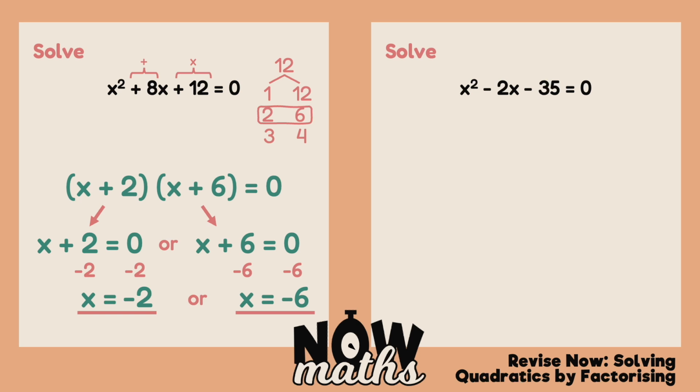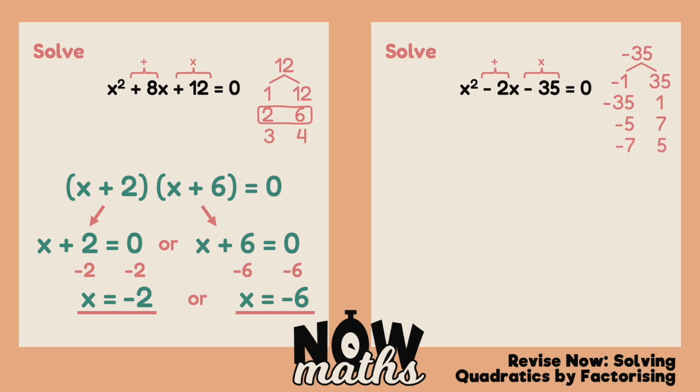Now looking at the second question, to factorise this time we need to find two numbers that multiply to make negative 35 and add to make negative 2. If we're going to list the numbers that multiply to make negative 35, one of the numbers must be negative and the other one positive. So the numbers that multiply to make negative 35 are negative 1 and 35, negative 35 and 1, negative 5 and 7, and negative 7 and 5.